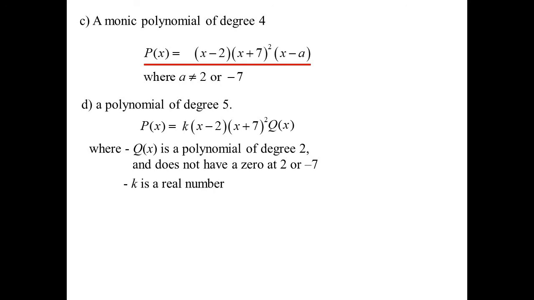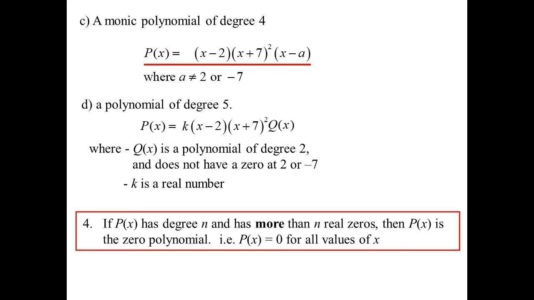Could, of course, be some multiple. They didn't say monic in this case. So it could be some multiple of that as well. Now I'm going to contradict myself. Remember we said a polynomial of degree n can't have more than n zeros. So now I'm saying, well, if it does have more, then what do we got? We've got to have the 0 polynomial. The 0 polynomial is a very strange polynomial. It's just 0.